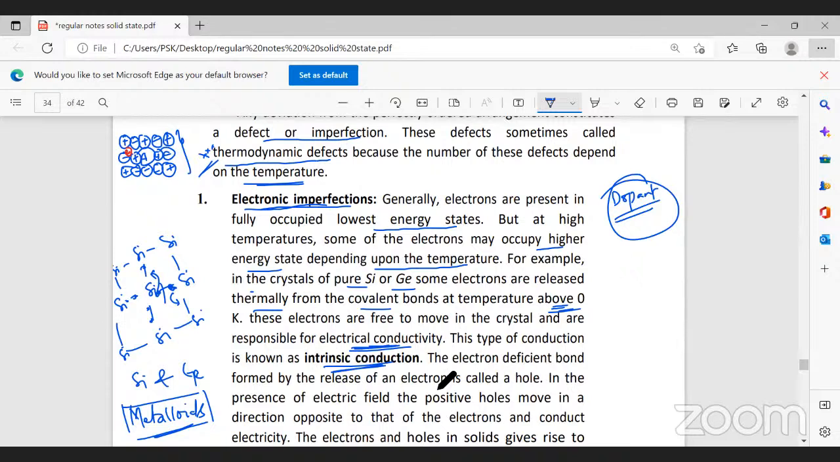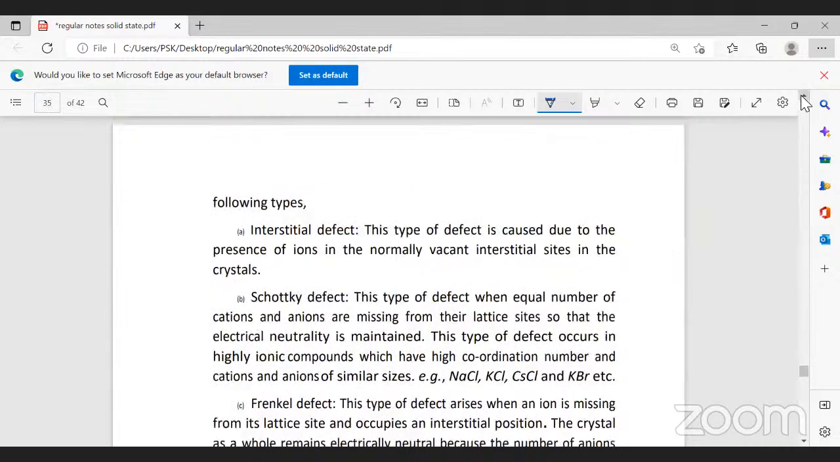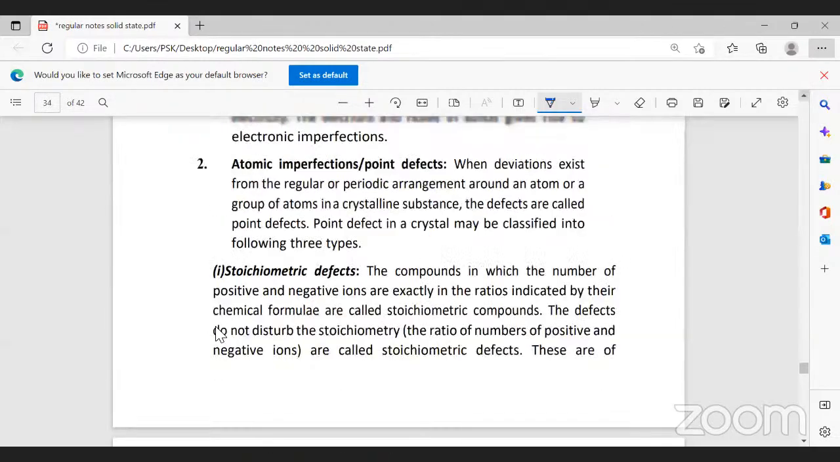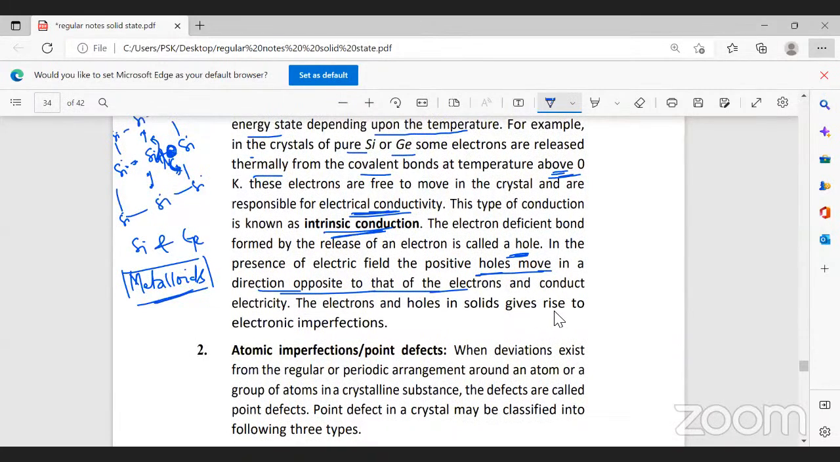Now, the vacancy in the bond formed by the release of an electron is called a hole. Now, the bonds break here. Assuming that this electron moves here, when this electron moves from this position to this position, a hole is created here. This is called a positive hole. In the presence of an electric field, the positive holes move in a direction opposite to that of an electron and conduct electricity. The electrons and holes in solids give rise to electronic imperfection.